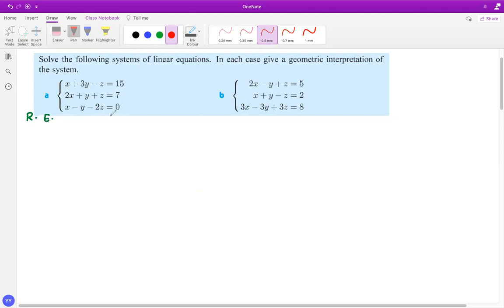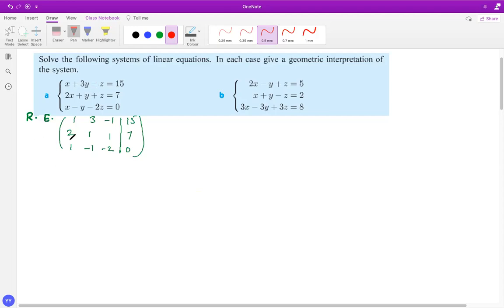To write row echelon form, we're going to just write down the coefficients of the matrix, which are 1, 3, negative 1, 2, 1, 1, 1, negative 1, and negative 2. And this second part is 15, 7, and 0. If you write this in equation form, it is x plus 3y minus z equals 15, 2x plus y plus z equals 7. In some cases, you get it in this form directly, or in other cases you get this directly.